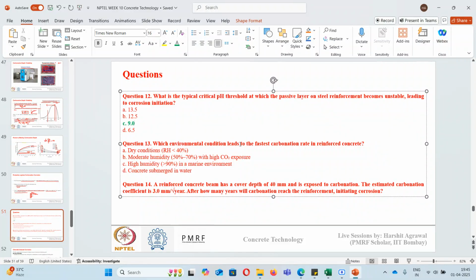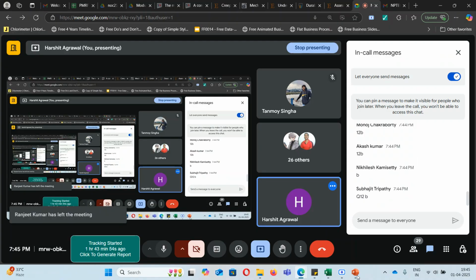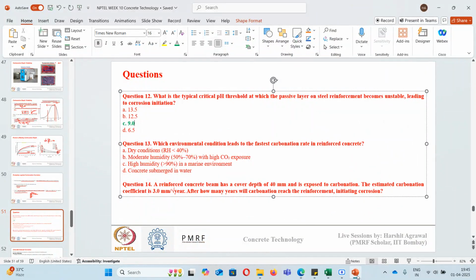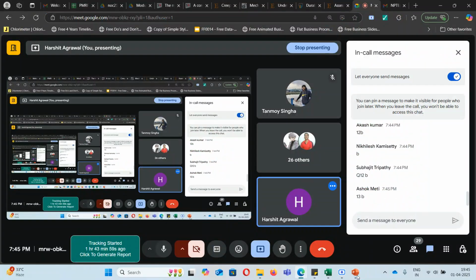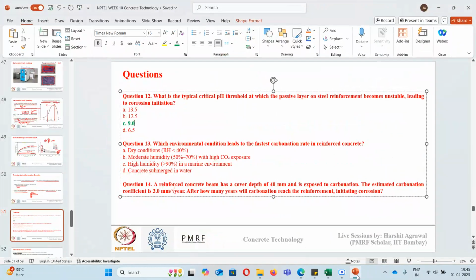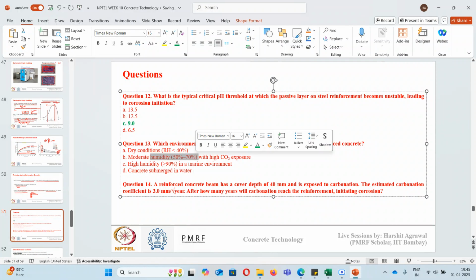Which environmental condition leads to the fastest carbonation rate in reinforced concrete? That we have seen recently. Quickly, can someone tell me the answer? Question number 13, what will be the answer? The correct answer will be B: at a moderate relative humidity and high CO2 exposure. That will give me enough moisture and enough airspace for CO2 to diffuse and react with the calcium hydroxide.